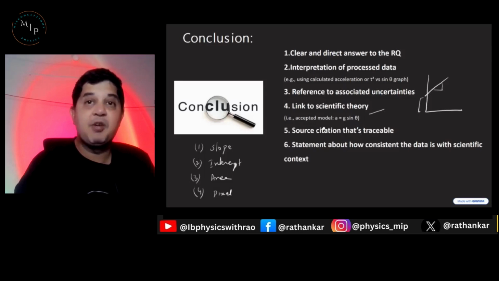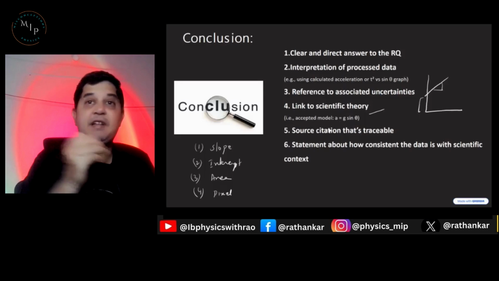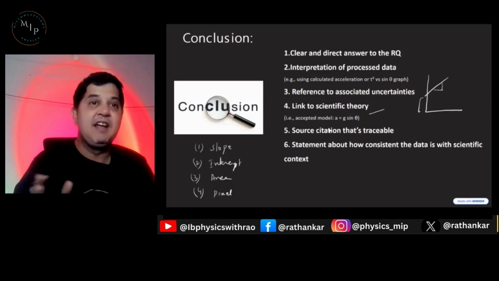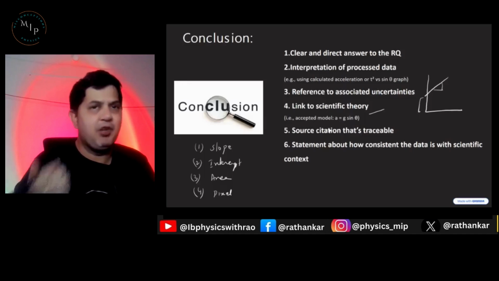So what is the accepted model? a equals g sin theta. So see to it that it is following that one. What is the deviation seen there? And if there is a deviation, why do you get a deviation? Put it across all this.